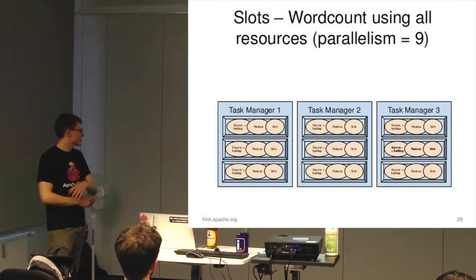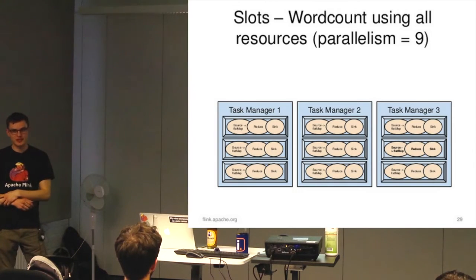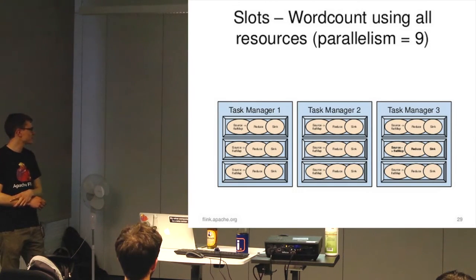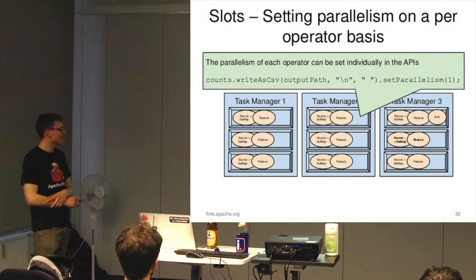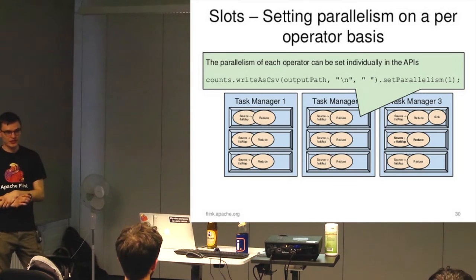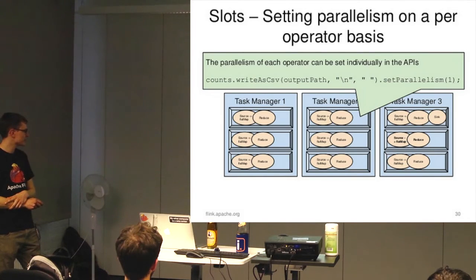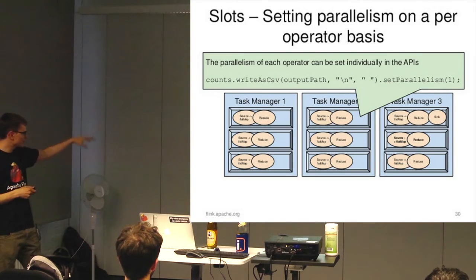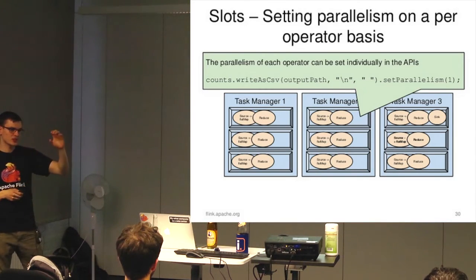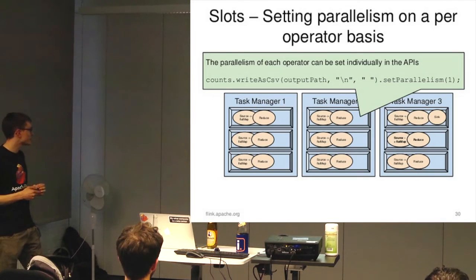And yeah, this is just for completeness the same job with the full parallelism. But then you can do more. You can also specify the parallelism for individual operators. So in this example, I instruct this write a CSV, which is this data sink, to have a parallelism of 1 only. So we will execute all the operators with 9 instances, but this data sink should only be executed in 1 instance.